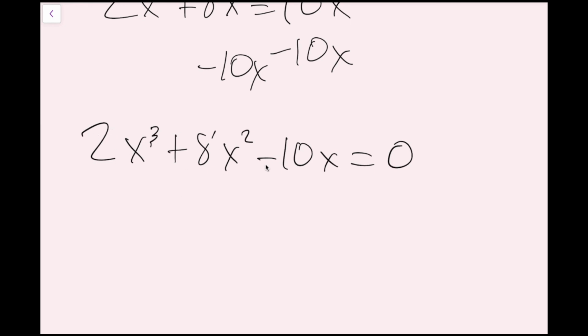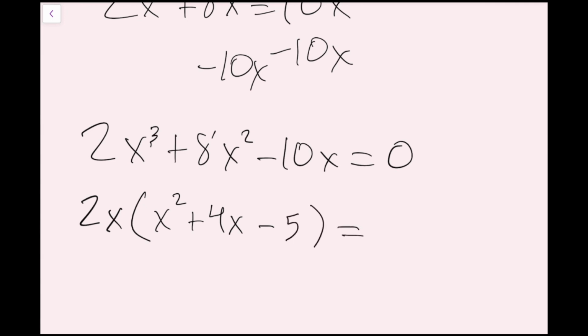Well, each term is even, so I can factor out a 2, and each term has an x in it, so I can factor out an x. So this will become 2x times the quantity x squared plus 4x minus 5, and this is all going to be equal to 0. Now I want to check to see if I can factor this expression.